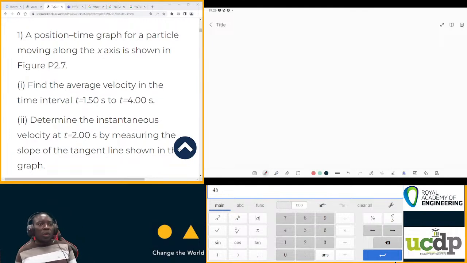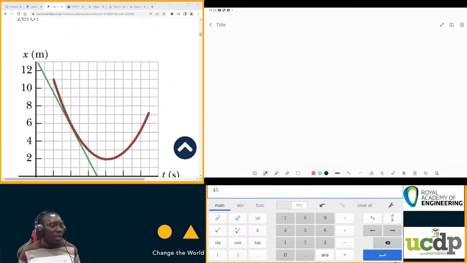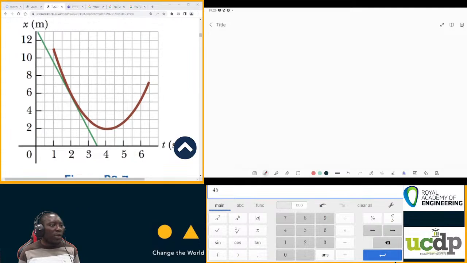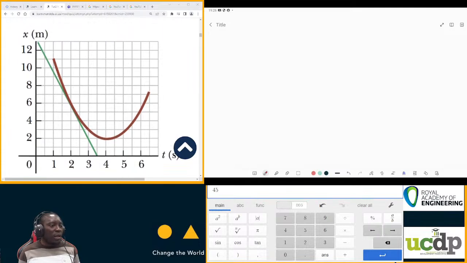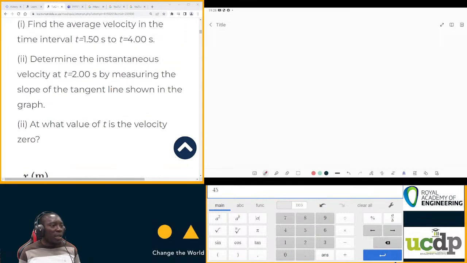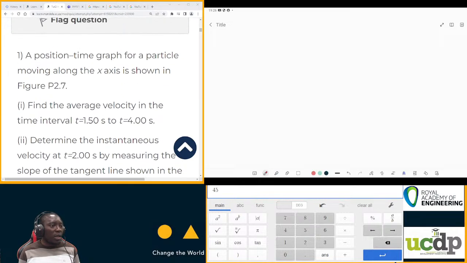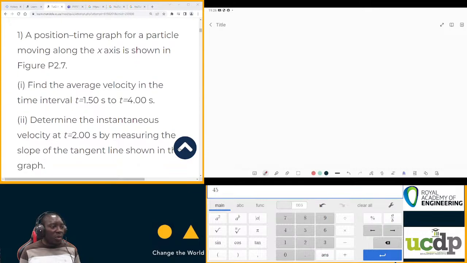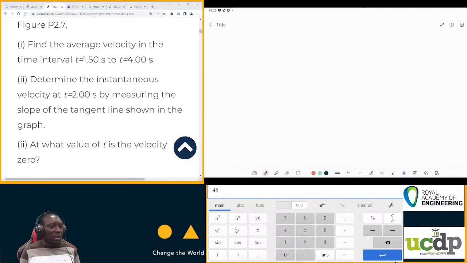Right. So the question goes: a position-time graph for a particle moving along the x-axis is shown in figure P2.7. So we have the figure down here, figure P2.7. It shows position versus time, and it's along the x-axis. That makes it a displacement-time graph. Find the average velocity in the time interval t equals 1.5 seconds to t equals 4 seconds.